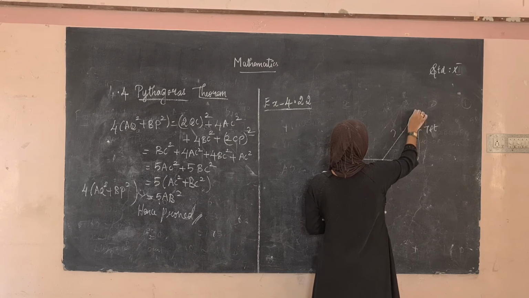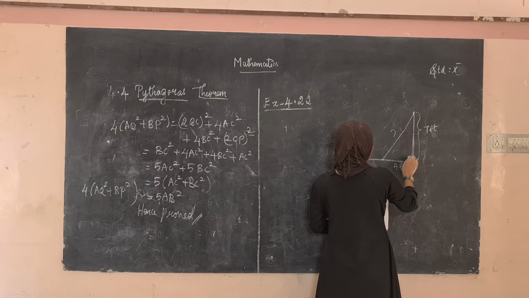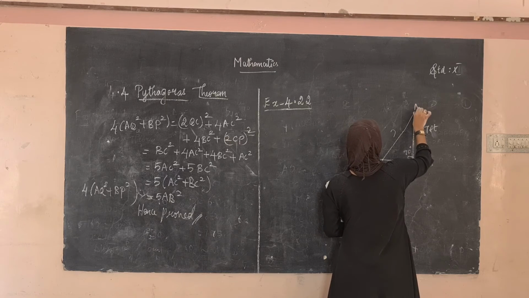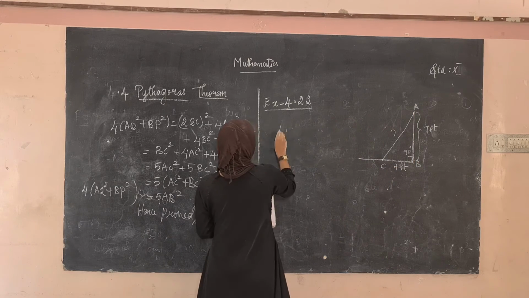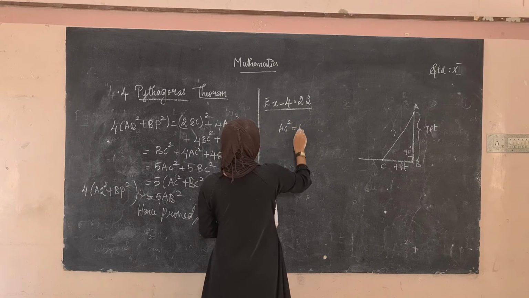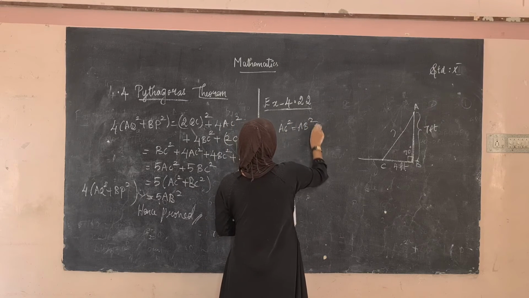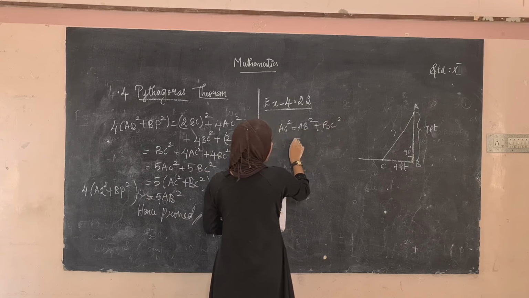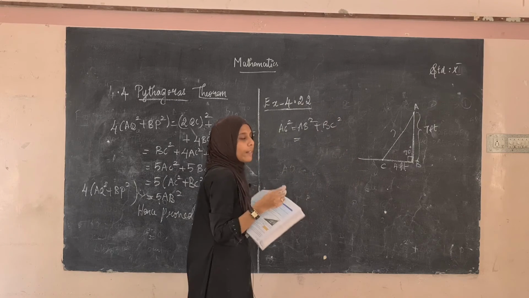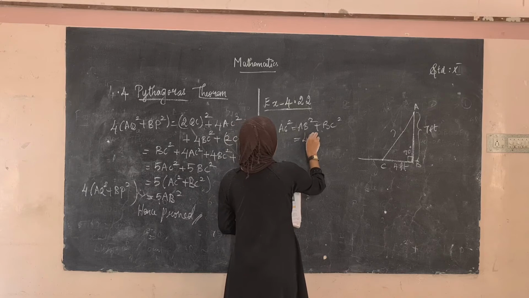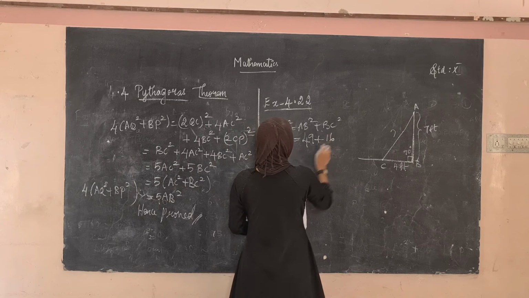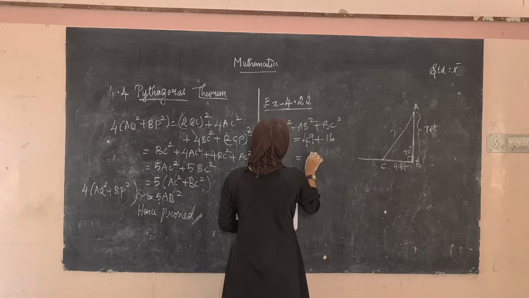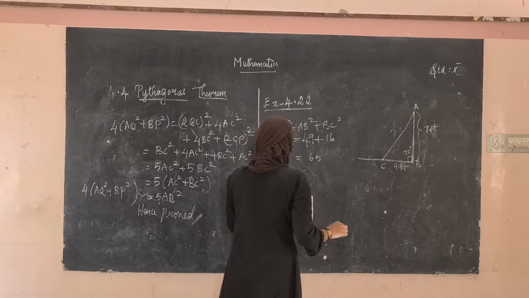If this is the wall, then this will be 90 degrees. Let this be A, B, C. Then by Pythagoras theorem, what can we write? AC squared is equal to AB squared plus BC squared. AB is 7, so 7 squared is 49, plus BC squared. BC is 4, 4 squared is 16. So this is 65.